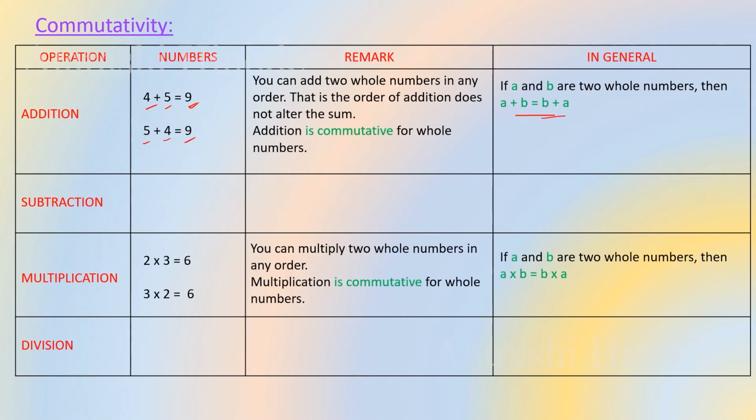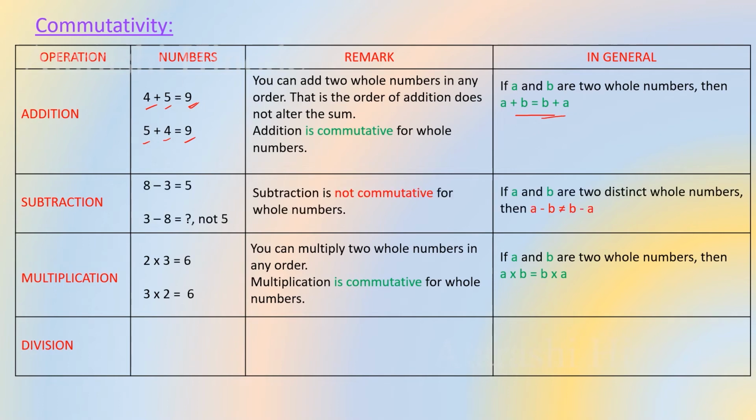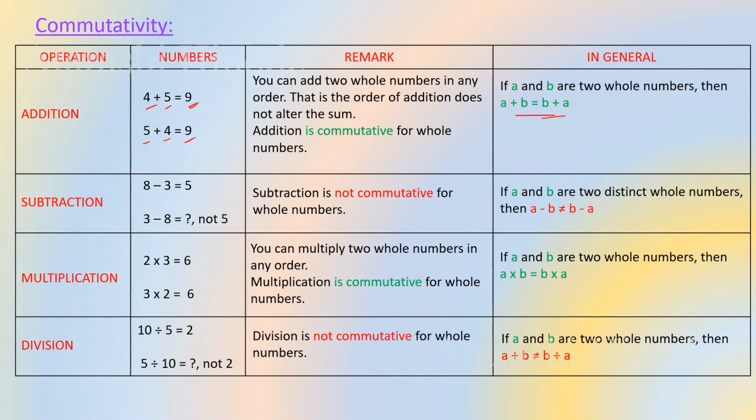It is the same for the multiplication also. We can multiply two whole numbers in any order. But for subtraction and division, if we change the order of the numbers, we get different answers. So, subtraction and division are not commutative, while addition and multiplication are commutative for whole numbers.